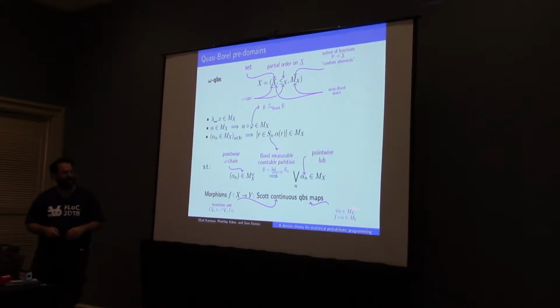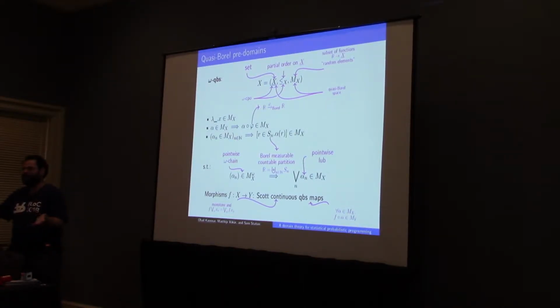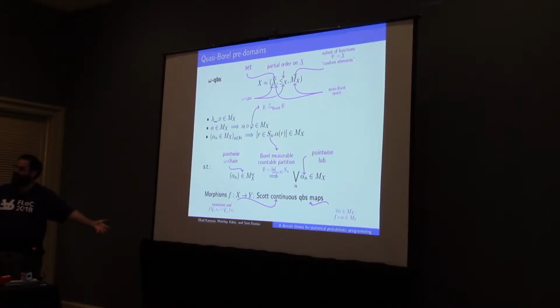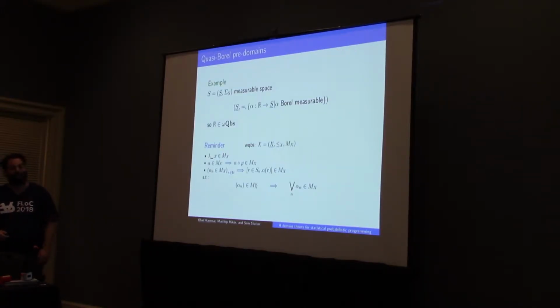What does that mean? That means that if I have a random element and I post-compose it with f, I get another random element. So it's an algebraic condition. That's our category of predomains. It's a bit abstract, so let's look at some examples.